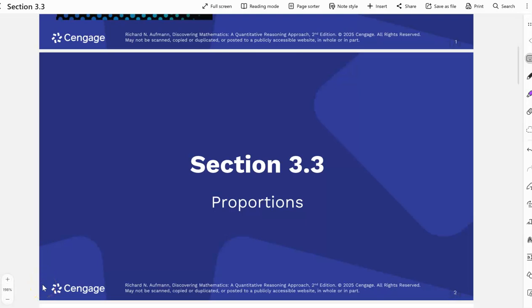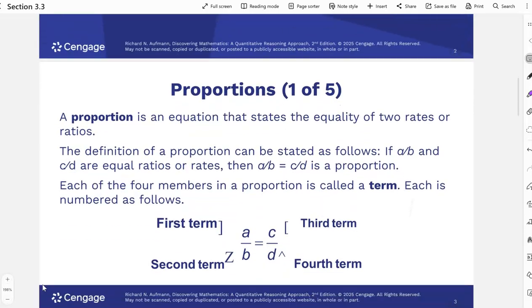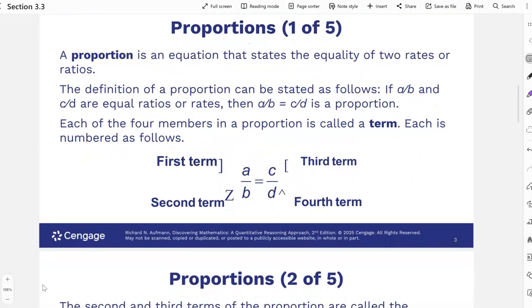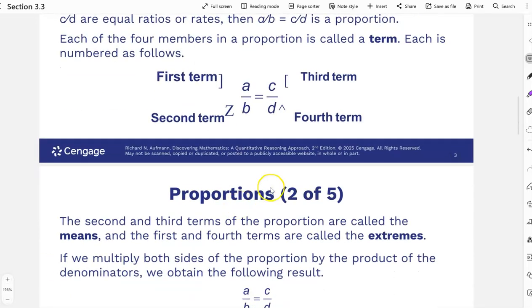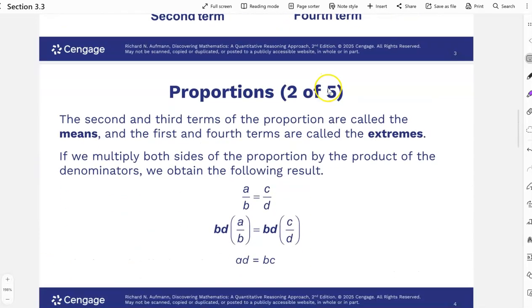In this section, we are going to talk about proportion. So, proportion is an equation that states the equality of two rates or two ratios. So, we're going to see a fraction equal to a fraction. And usually, you're trying to figure out what one of the variables is going to be.